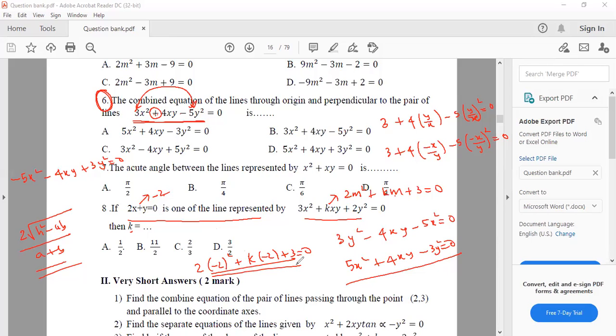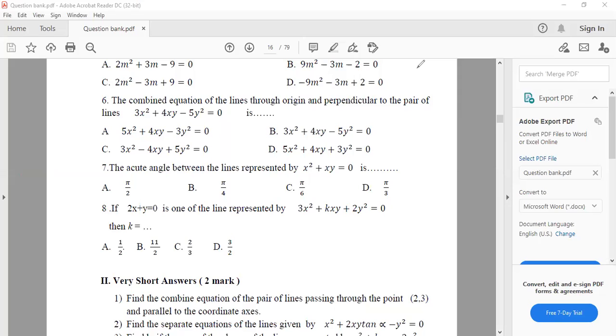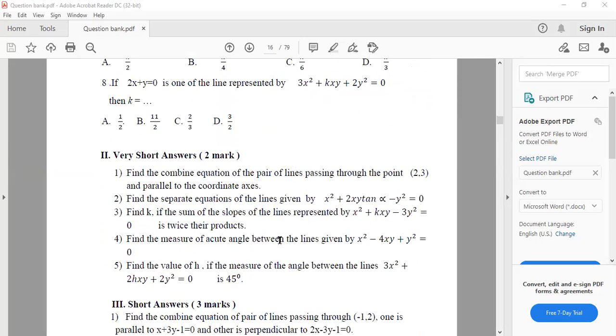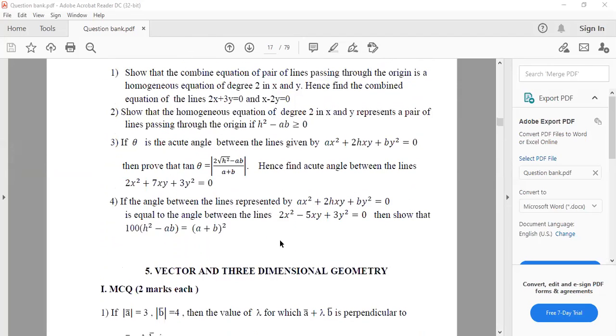We'll stop with this much today. We'll continue next class. By that time, revise the formulas. If I were in your place, I would go through my pair of lines video on YouTube once, in fast mode. If anybody feels not very confident of pair of lines, I really suggest you run through the video and you will recap everything. You have done a lot of problems there. All these problems are solved in that.